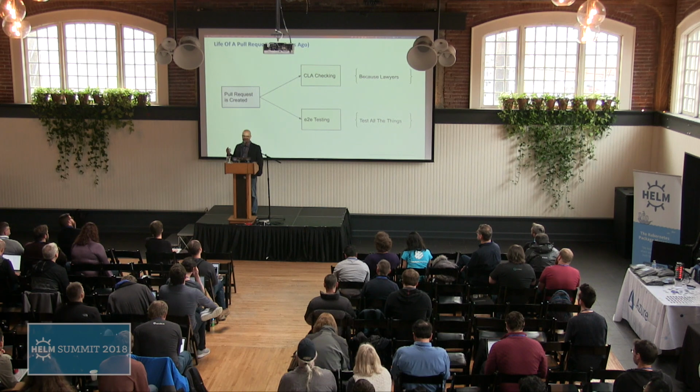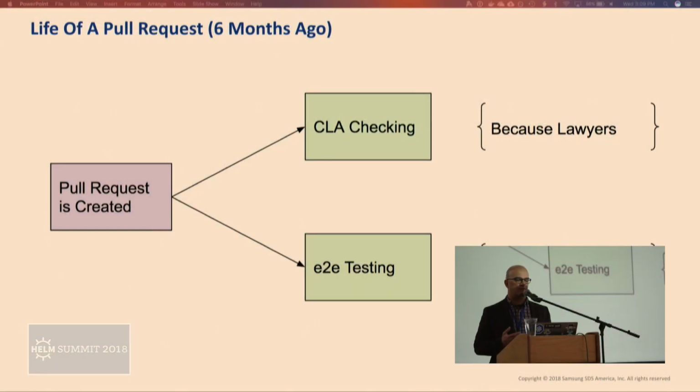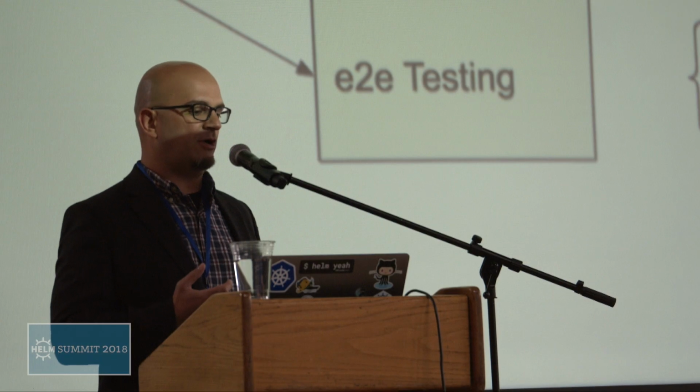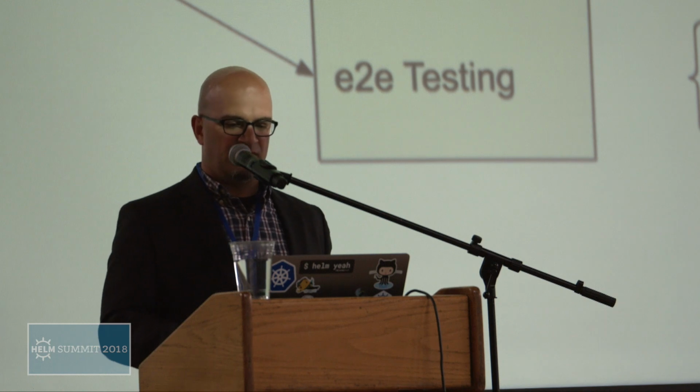And this is the way it was about 6 months ago. A pull request would be created, and you'd get CLA checking because you've got legal stuff. And so you're just going to see that everywhere here, and it's because of lawyers. And then the next thing we would have is end-to-end testing. This is where we would just test all of the things. The pull request would come in for a new chart, a change to a chart in this repo, and it would just get tested.